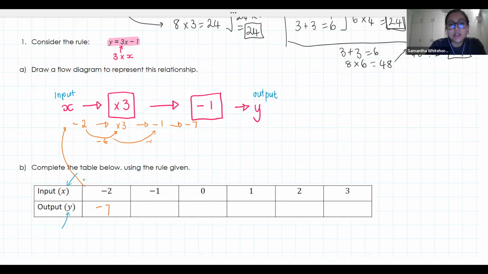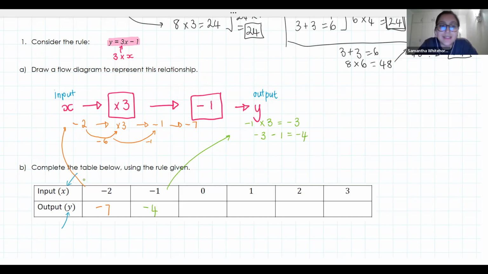If I now choose to do that with my second input of negative 1, negative 1 times positive 3 gives me negative 3, and negative 3 minus another 1, so I'm already at negative 3, I have to subtract another 1, results in an output of -4. So I'm applying my rule according to the flow diagram to get my outputs.